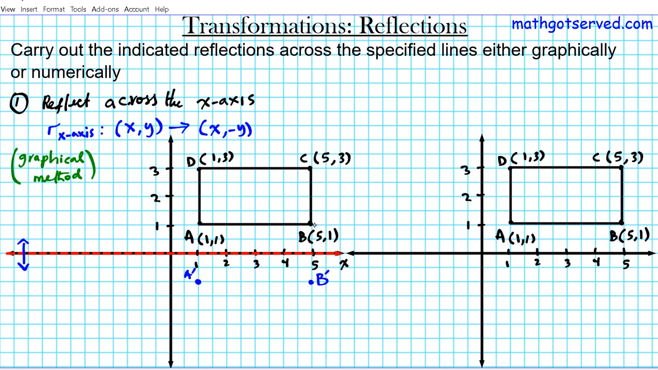Point C is 5 units upward perpendicular starting from 5. So we're going to go in the opposite direction from the x-axis: 1, 2, 3. Bam, right there. That's point C prime. This is the image of this right here. Point D is 1, 2, 3 starting from 1, going upwards, and then we're going to go down the same amount of units: 1, 2, 3, right there. That's point D prime.